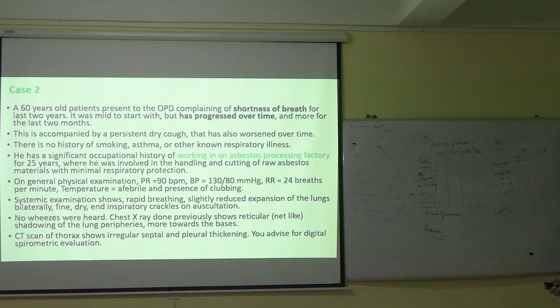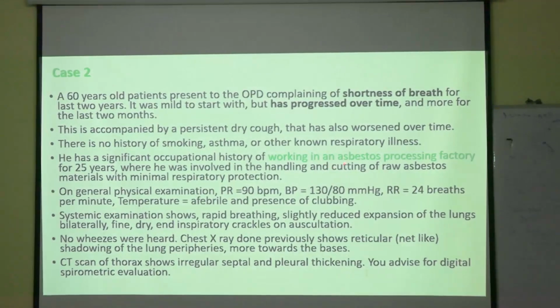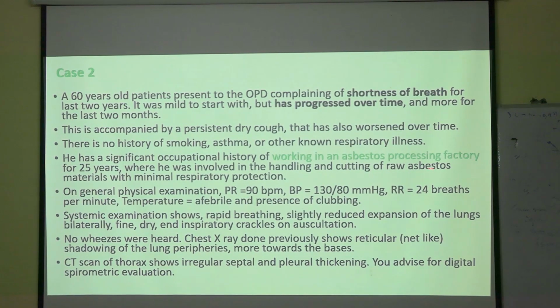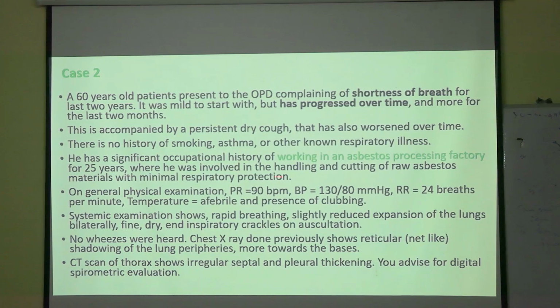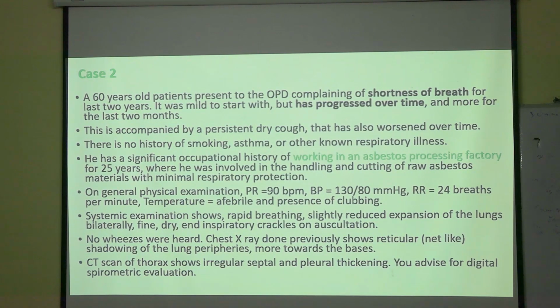Very important line. Work history is given. The person's work history tells that he worked for a long time in a particular factory called an asbestos processing factory. Here he was involved in the handling and cutting of raw asbestos materials with minimal respiratory protection. Means the level of respiratory protection for that particular worker is very, very minimal.